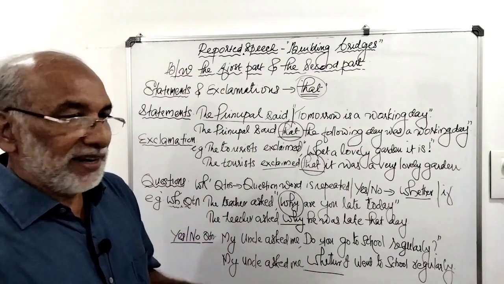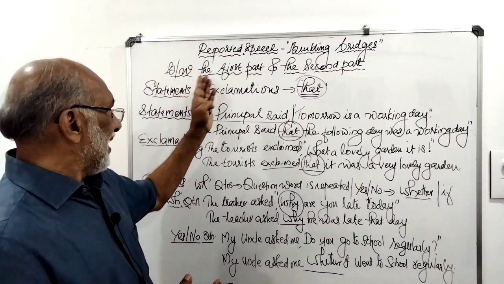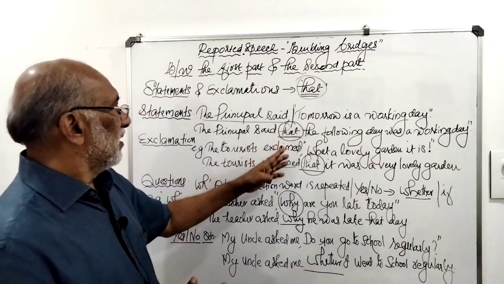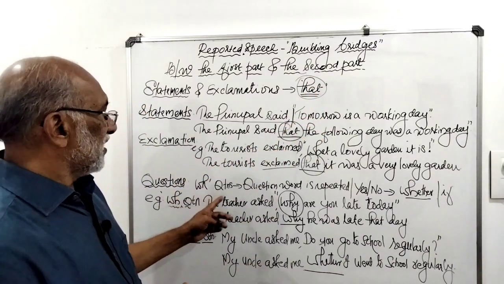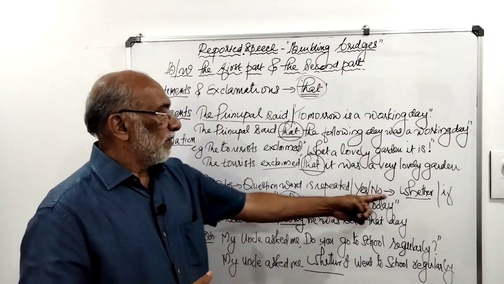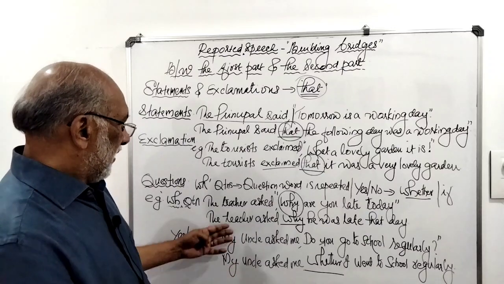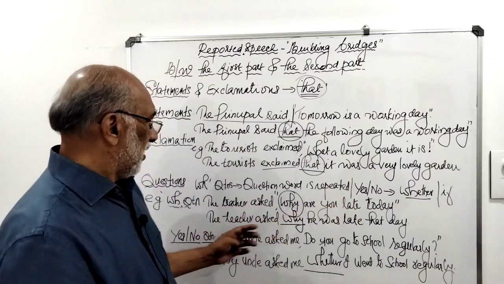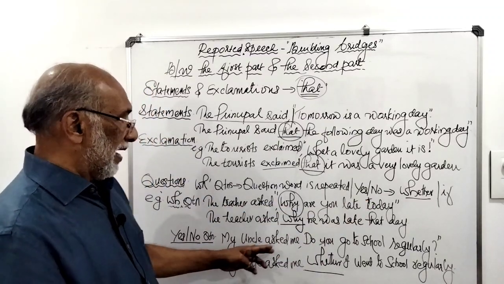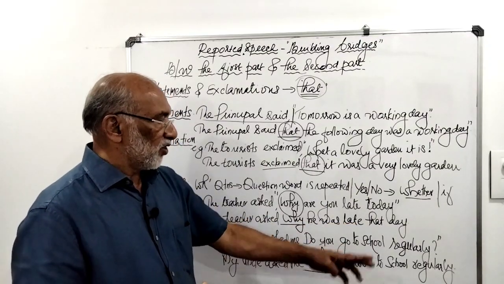I think we can wind up the video with a recollection. What is that? For statements and exclamations, you can use the common connective that. And we have seen the examples. And for questions, WH questions and yes or no questions: for WH questions, the question word is repeated, and for yes or no questions, whether or if is used to connect the two parts. The examples are, the teacher asked, "Why are you late today?" The teacher asked why he was late that day. And coming to yes or no questions, my uncle asked me, "Do you go to school regularly?" My uncle asked me whether I went to school regularly.